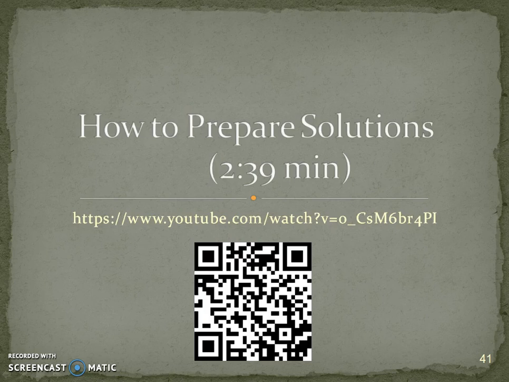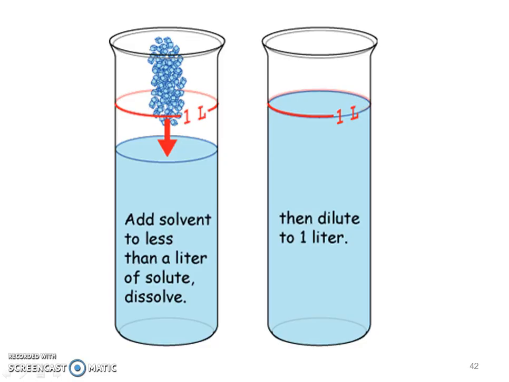You should also pause the video and watch this part of the notes. It's only 2.5 minutes, and it helps you understand how to prepare solutions. So we want to remember that anytime we are making a solution, in this example, 1 liter of a solution, we want to go under that calibration line, add our solute to the solvent, mix, dissolve, make sure it's a full homogeneous mixture, and then fill it up to the line. That's a very important part of this.